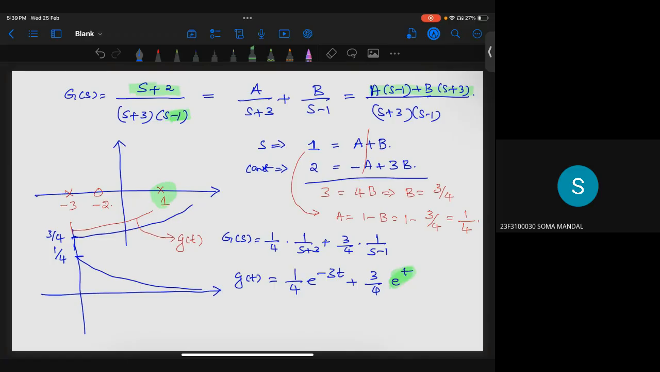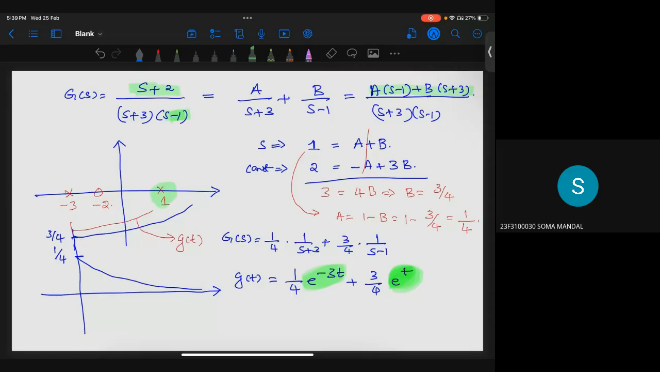By adding e to the power minus 3t and e to the power t. How is it going upward? No, you'll be adding these two terms, no? So this one is reducing, and this one is increasing. It may not go upside, but it will not come to 0 because of this term. So that's how it looks.